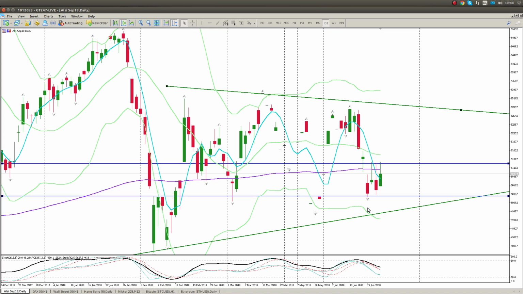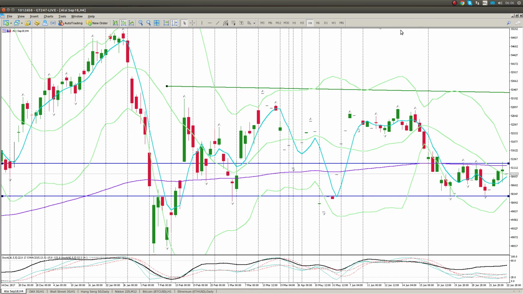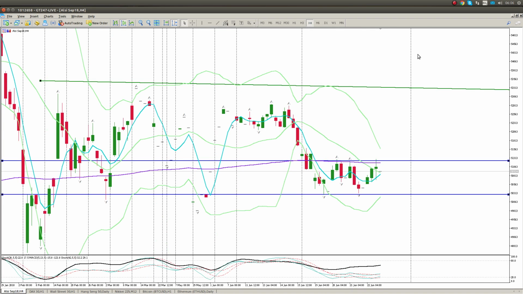Now I want to get to the 4 hour. You'll see a similar pattern. You'll see we are still battling to get over the 200 4-hour moving average. See how we're rejecting off it. So it's the daily and the 4 hour now that we're rejecting. And this is almost becoming a consolidation, very similar to what we had up here. We consolidated and we didn't break the upside, we broke the downside.